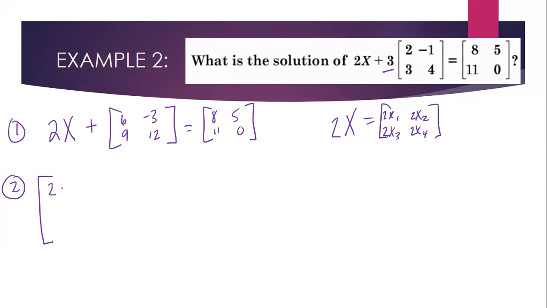So we have 2x sub 1 plus 6. And what does that have to equal? 8. And then we have 2x sub 2 plus -3 equals 5. 2x sub 3 plus 9 equals 11. And 2x sub 4 plus 12 equals 0.